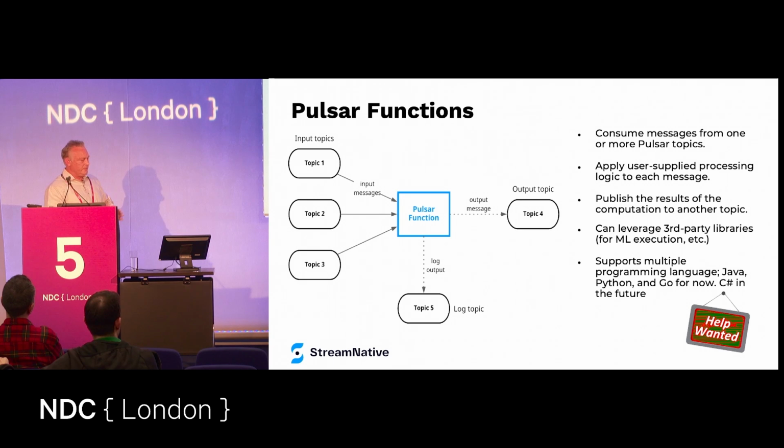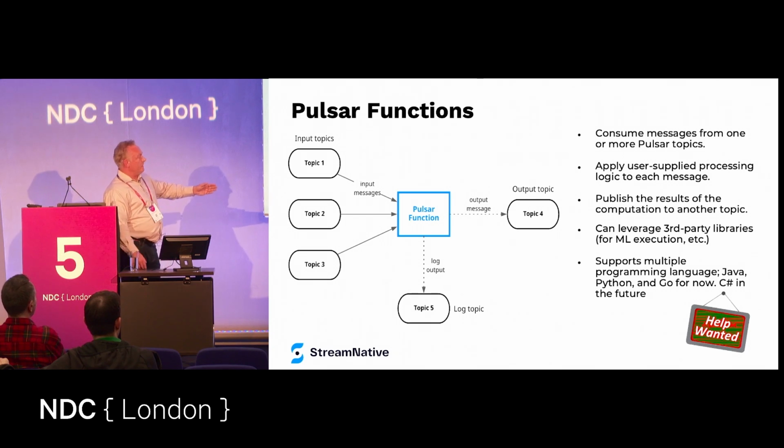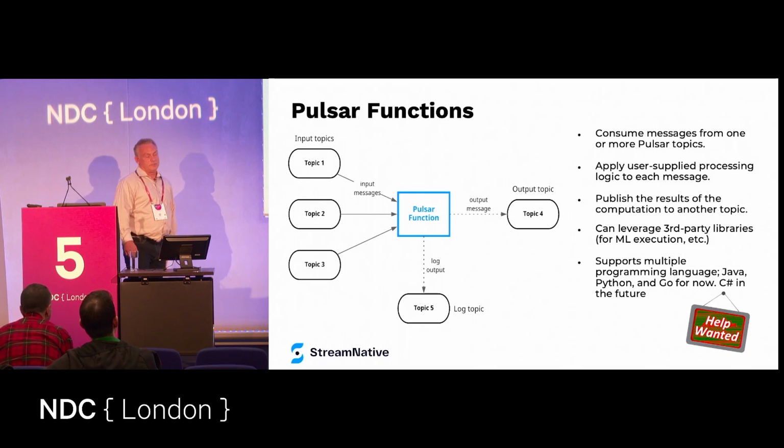So here's, like I said, you can consume from more than one topic. You can have multiple input topics. Optionally, you can have an output topic if you want, and log topics. So you can capture your data and what you're processing, your logging events there. These are all the bullet points on that. Again, in the middle of that blue box is any user-supplied processing logic you want. And you can include third-party libraries.